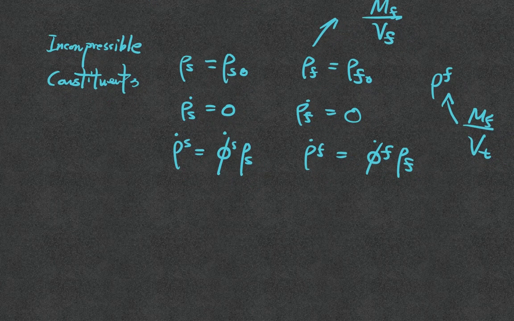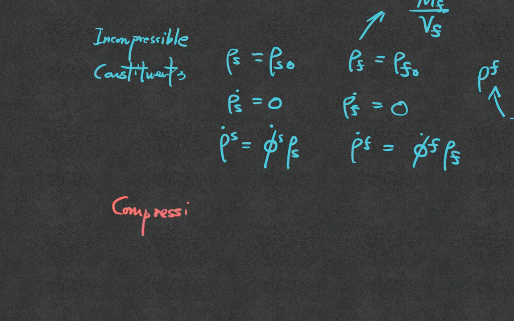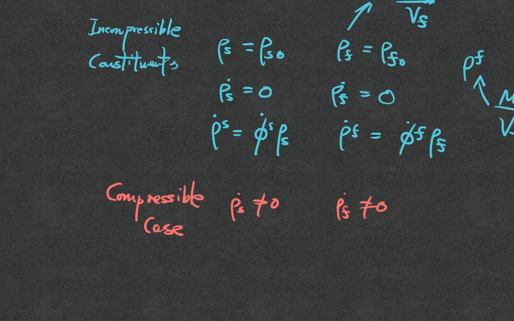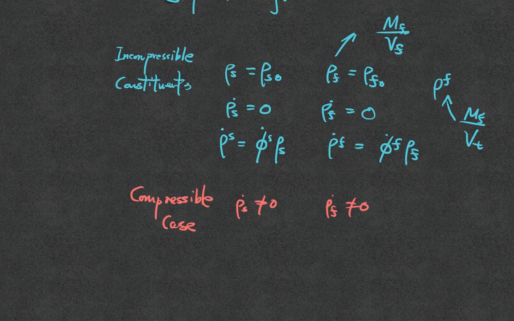Now, in the compressive case, what we need to think about is the following. In the compressive case, rho s dot is not equal to zero, and rho f dot is also not equal to zero. That's obvious, right? So what will change? Let's look at the balance of mass, and then we can see the extra term. So let's write the balance of mass.